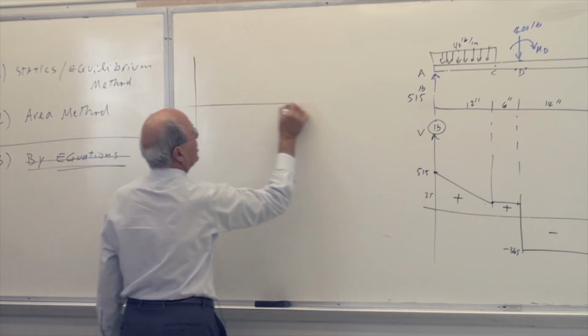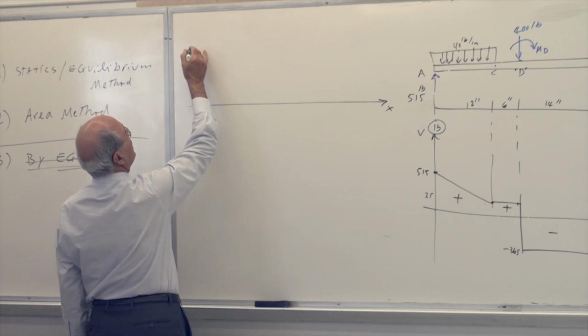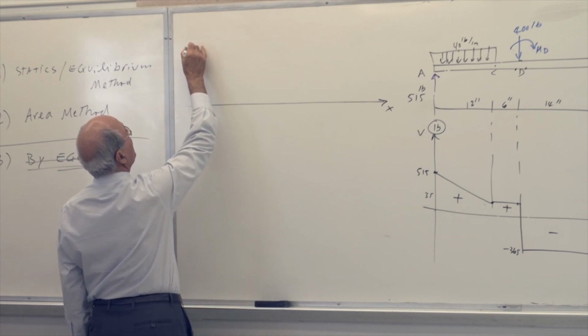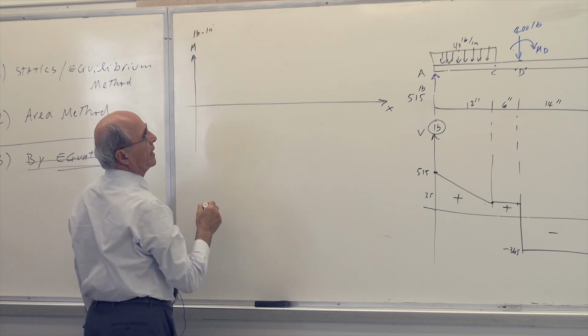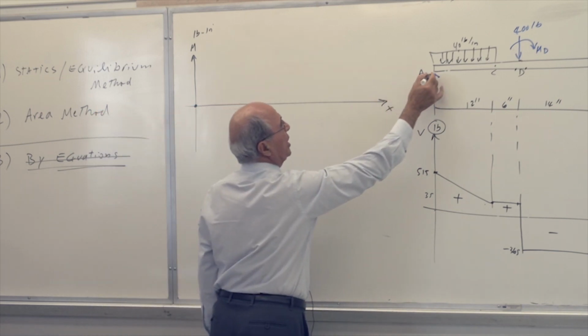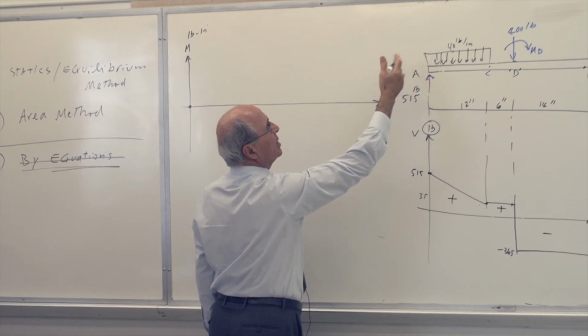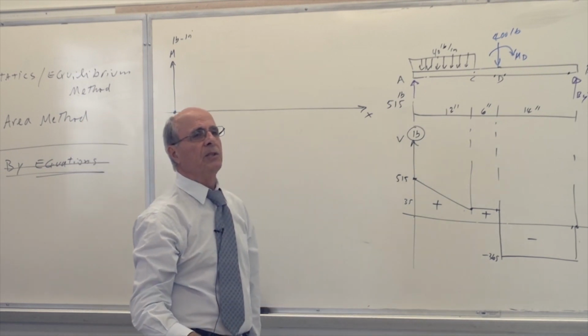Moment diagram, guys, like that. You put an X there, and an M in pound-inch here. And then we go like this. Of course, this is an external pin. There is no moment applied there, so the moment at that point is equal to 0.